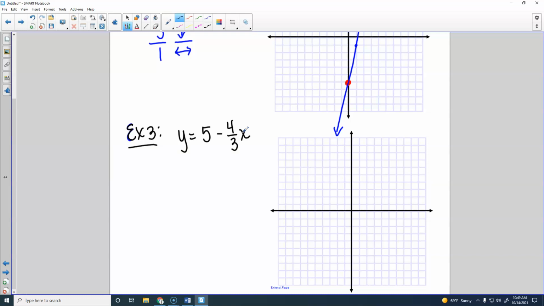Okay, the way this is written sometimes throws students off a little bit. So Marley, what is my y-intercept of this one?